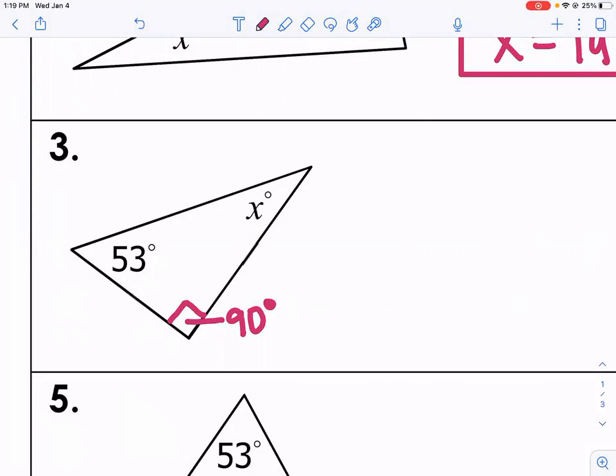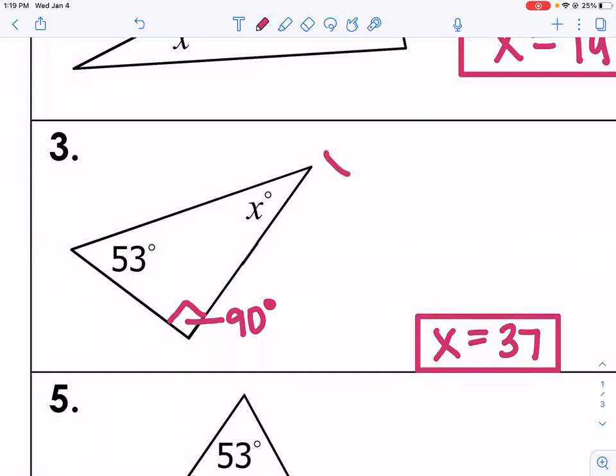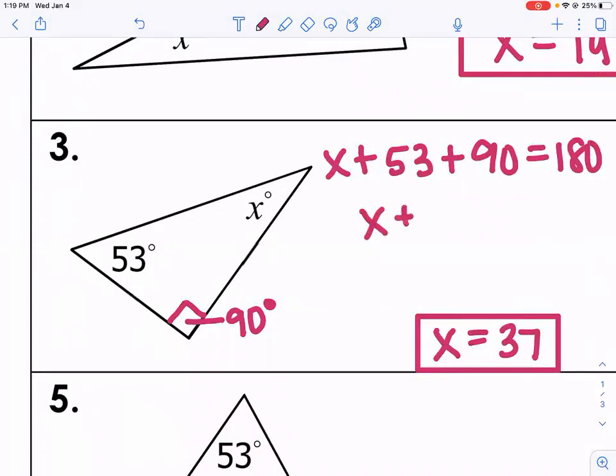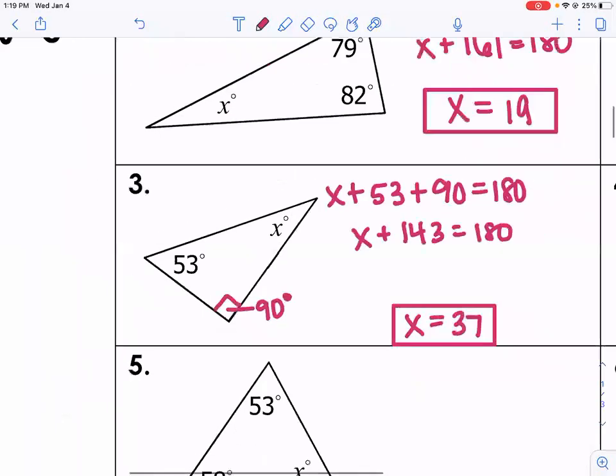Nirvan, do you have an answer? Nirvan asked a question. Is it 37? What is your answer for Nirvan? Yes? Okay. Nirvan, did you have X plus 53 plus 90 equals 180? Uh-huh. We know that 90 plus 53 is 143. And 180 minus 143, I think is 37. Very nice. Okay. All right, so I don't really care about this other stuff.